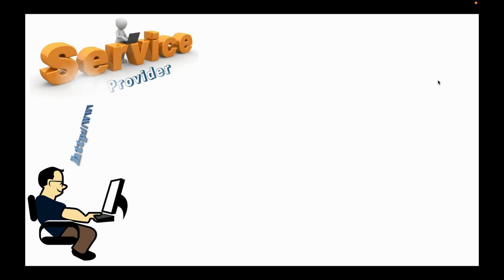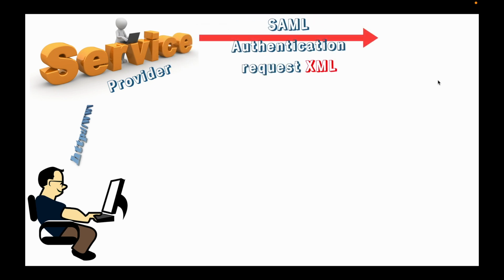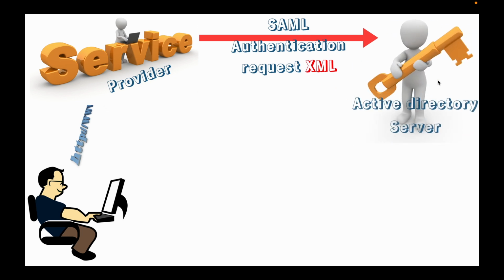So guys, here if you see, a user is there. Now the user enters a particular URL of the website, let's say https://www.something.com. Then what will happen? It will go to the service provider. The service provider, in turn, will first generate a SAML authentication request in XML format so that it can authenticate whether the request has come from a legitimate user or not. This SAML authentication request, which is in XML format, will go to an Active Directory server.